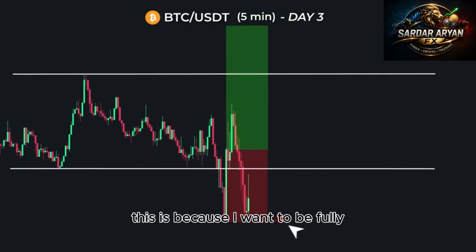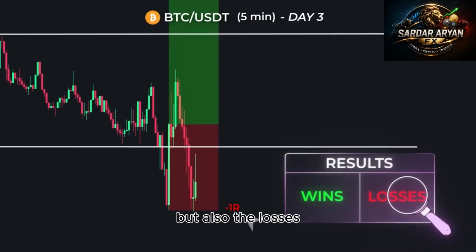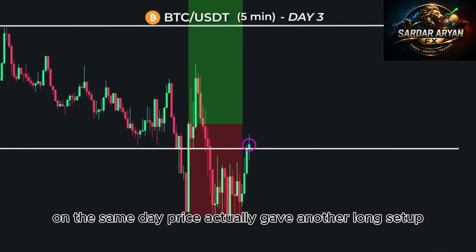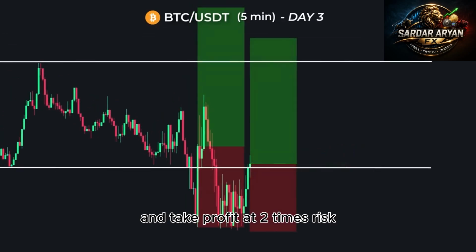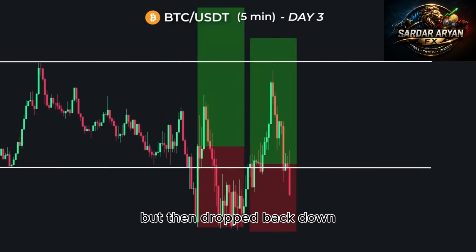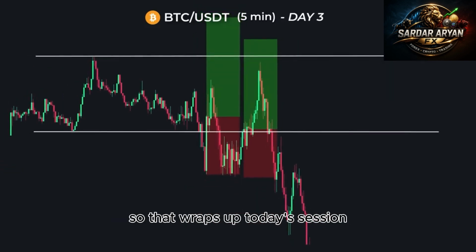Now, the reason I'm showing you this is because I want to be fully transparent about the results of this strategy. I'm not only going to show you the wins, but also the losses. On the same day, price actually gave another long setup. We can place a stop loss at the range low and take profit at 2 times risk. And here, price moved up a little, but then dropped back down and hits our stop loss once again. So that's another 1R loss for the day. After that, price didn't re-enter the range until the end of the day. So that wraps up today's session.